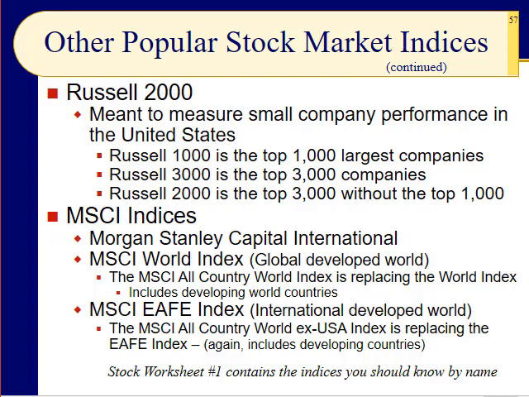And what is that meant to measure? Medium-sized, small companies, right? Because all the big companies are in the S&P 500, and then you take out another 500 off of that, and you wind up with the small companies. And so the Russell 2000 is the popular one when you want to know how the small companies are doing.